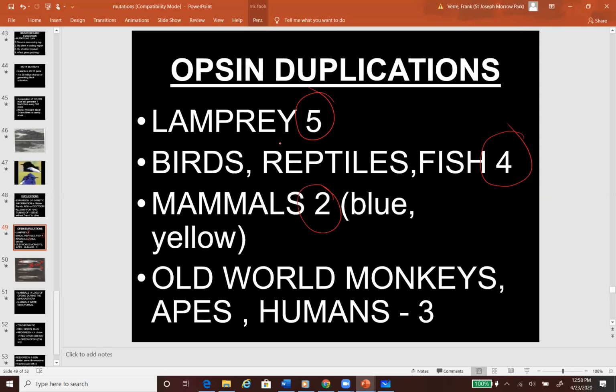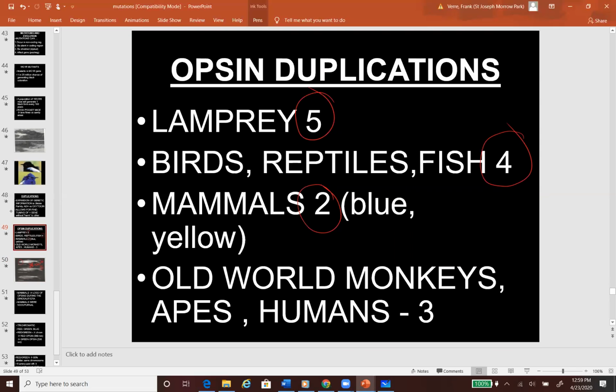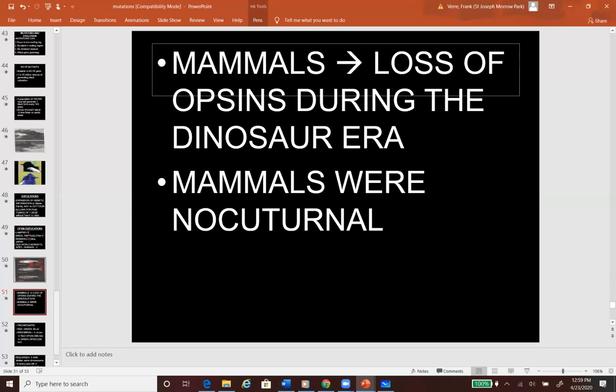Obviously, this must be the same story as the fish, right? Obviously, in this case, color was not as important. So some of those genes, 2 of them, died. Why weren't they important? Because mammals evolved during the time of the dinosaurs.